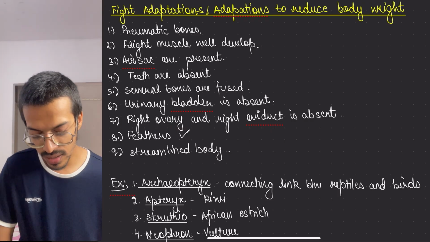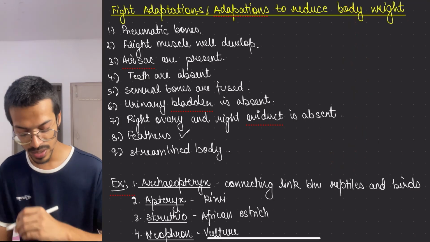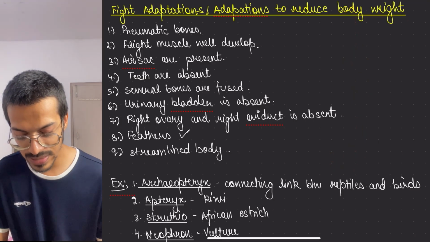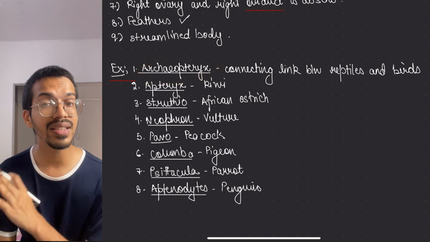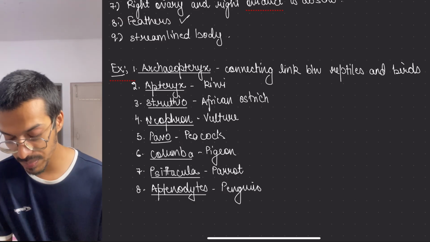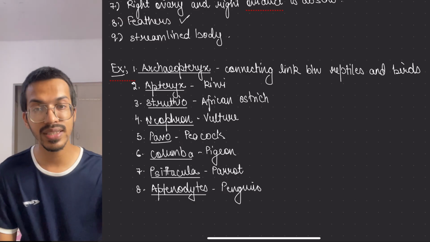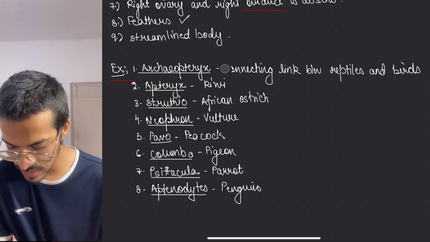So these things are given over them to reduce their weight and to help in their flight. Next come the examples. The first example is Archaeopteryx. What is Archaeopteryx? It is a connecting link between the birds and the reptiles, because we believe that from reptiles only the birds come. But here is some problem. It's not a connecting link, it is a missing link.